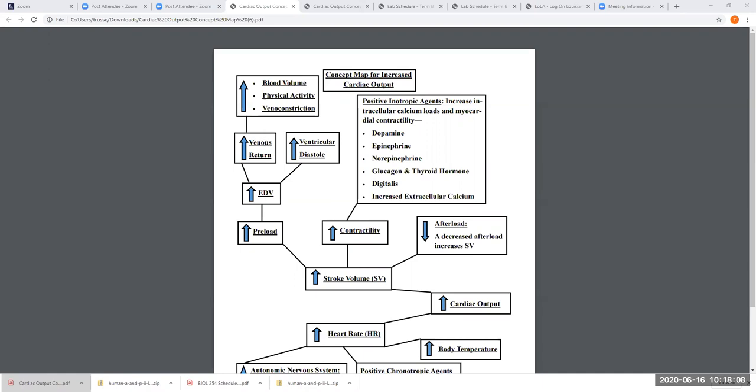Now, when you're physically active, your muscles squeeze on the veins, which have valves in them. And when your muscles are squeezing on the veins, it squishes the blood back to the heart more quickly than if you're just lying down on the couch. So if you can return the blood back to the heart more quickly, you're returning more blood volume, which can get into a ventricle, which is the EDV. And again, if you increase the EDV, you increase the stretch, which is the preload, which increases contraction force to increase stroke volume.